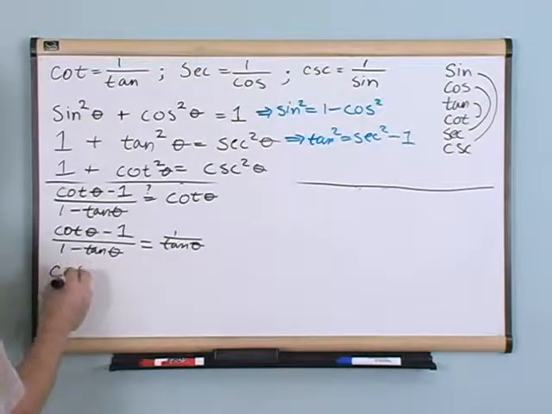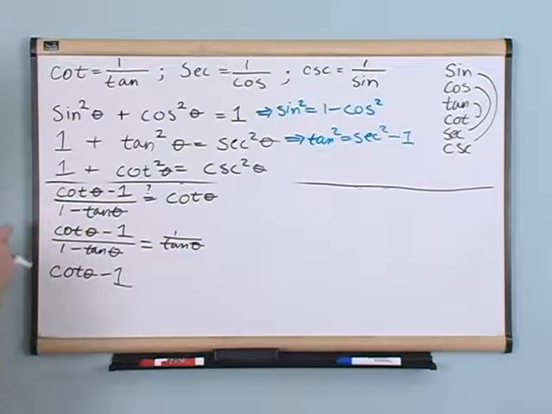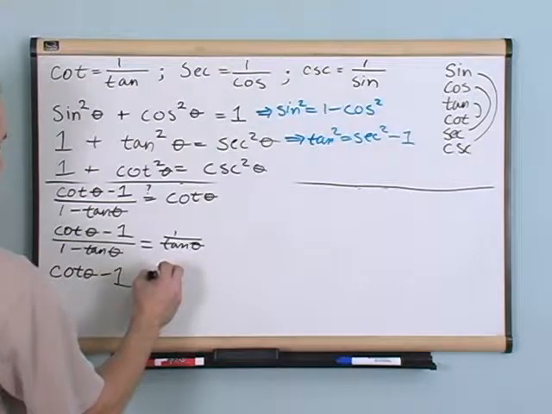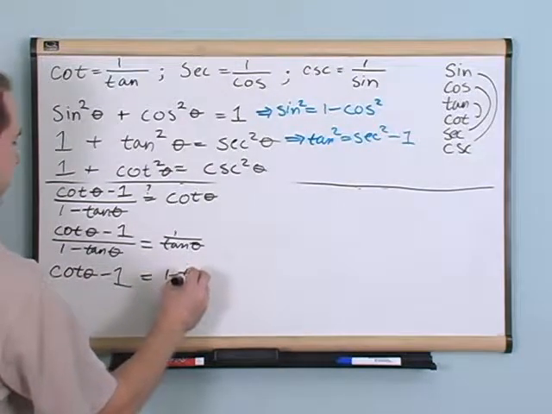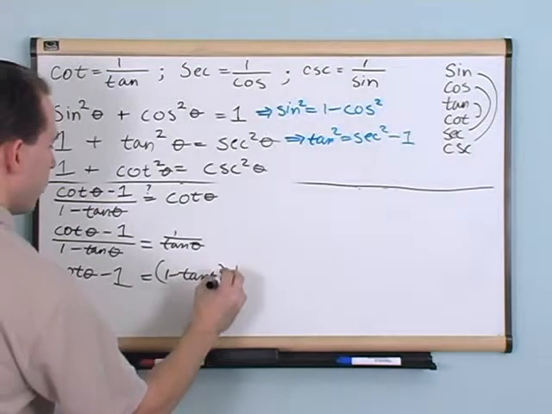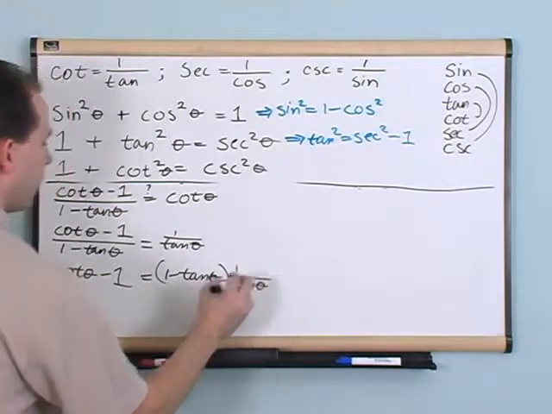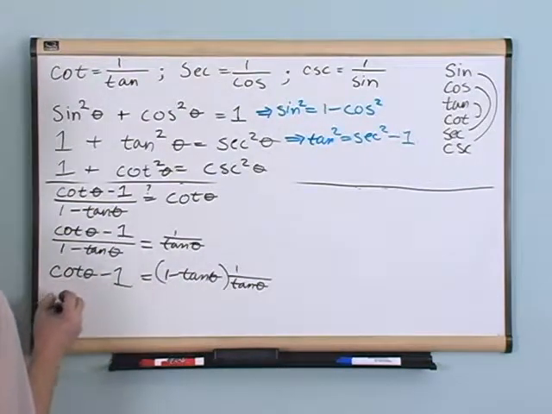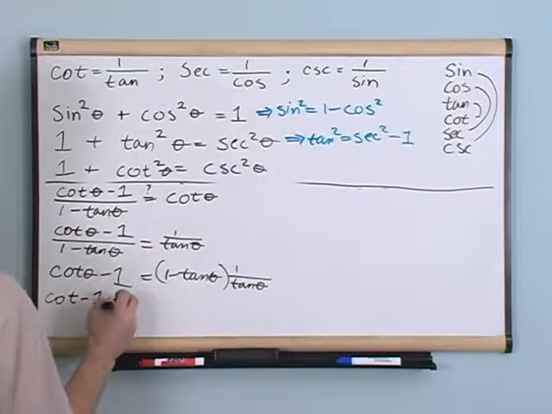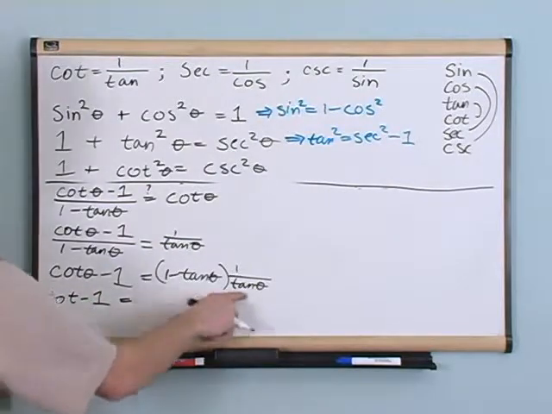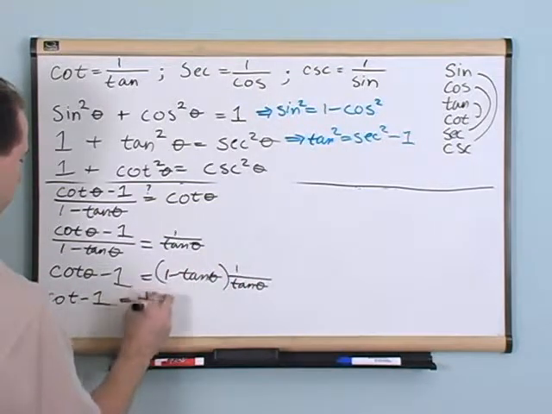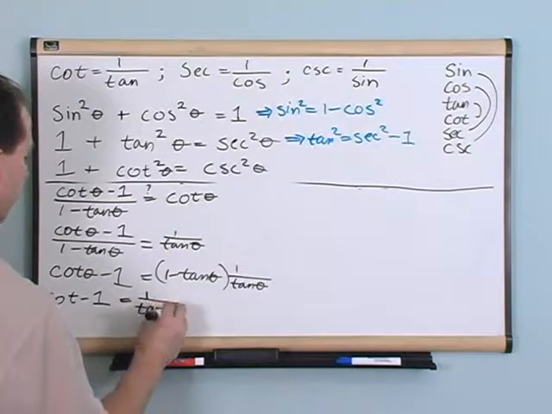On the left, I'm just going to get cotangent theta minus 1, because the denominator cancels. When I multiply by 1 minus tangent, it will cancel on the denominator. So I'm left with the numerator. And then I'll have 1 minus tangent times 1 over tangent. All I did was, I haven't actually multiplied yet, but I've just written it out. And so this will be cotangent minus 1 equals, what I'll have over here, if I multiply this term in, 1 over tangent times 1 is again 1 over tangent. Okay?